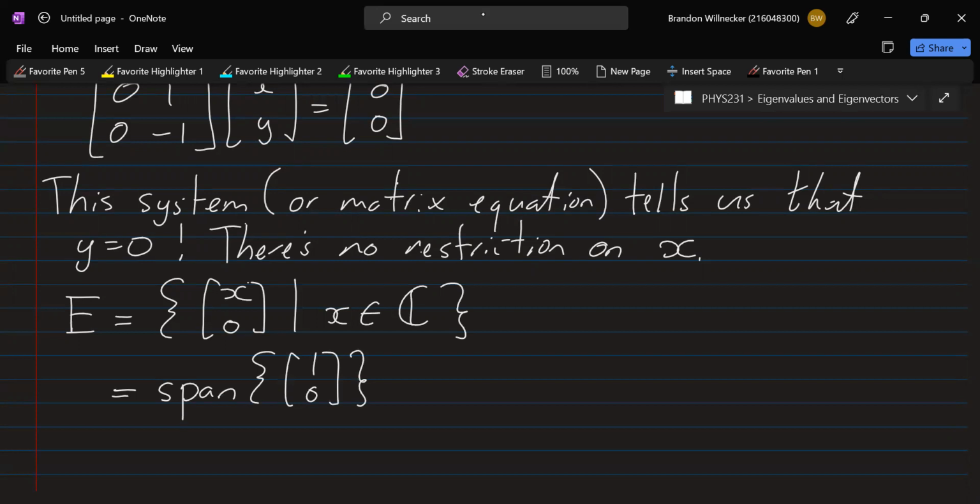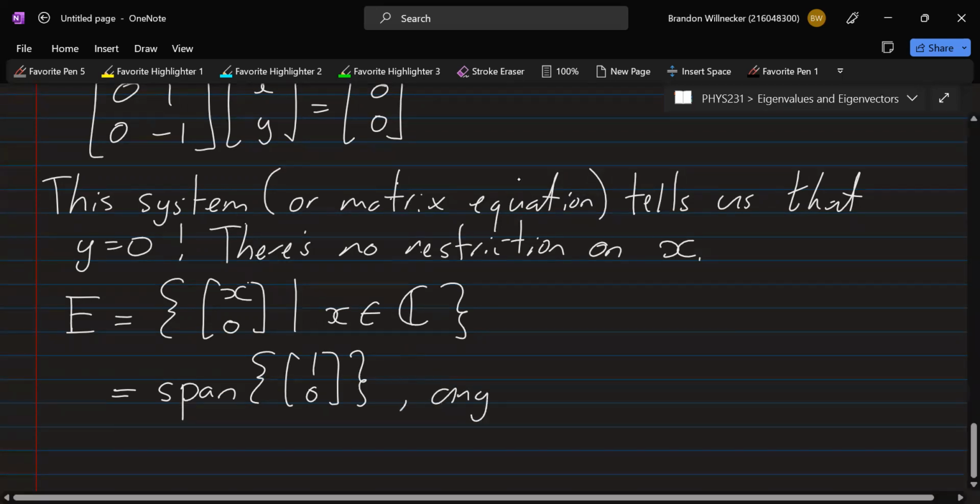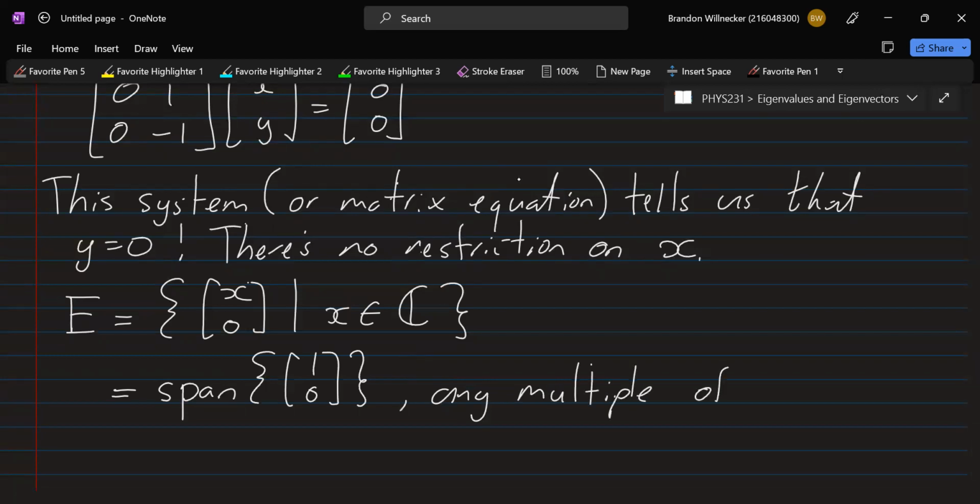Okay, because that's exactly what this set is. X can be any complex number. In other words, we can write it as any multiple of the vector 1, 0. Yeah, it has the same meaning. So any multiple of 1, 0. Okay, so those are all the possible solutions.